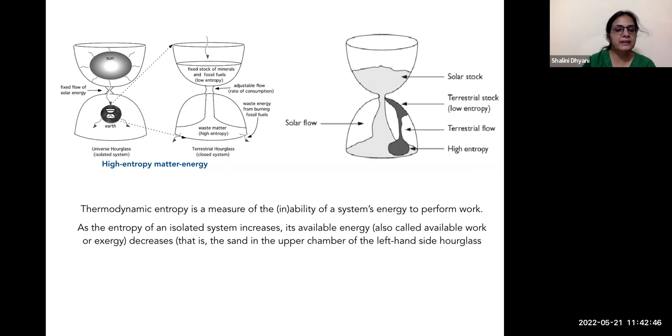There you can find the hourglass of the universe, where on the upper side of this hourglass is the sun that gives you energy, and below is the earth, which is a more or less isolated system. So there is a fixed flow of solar energy. Whereas the second hourglass is a terrestrial hourglass, or closed system, where there is a fixed stock of minerals and fossil fuel that is in low entropy. The moment you start using it, the waste that comes out is in high entropy.